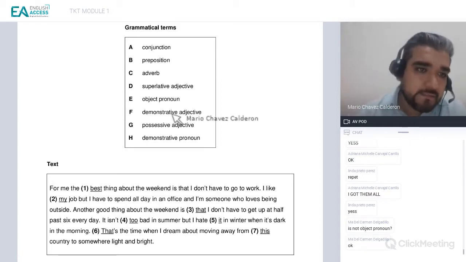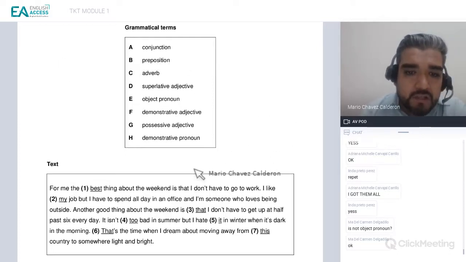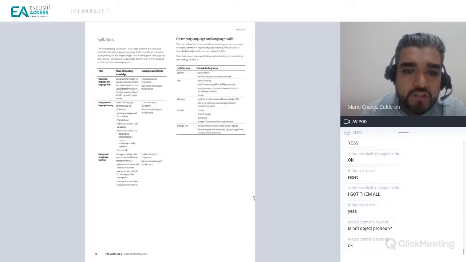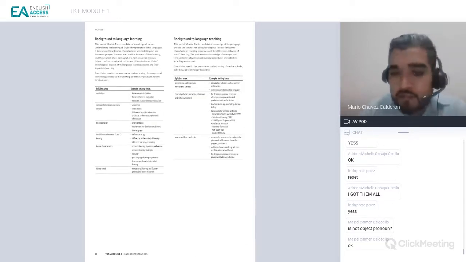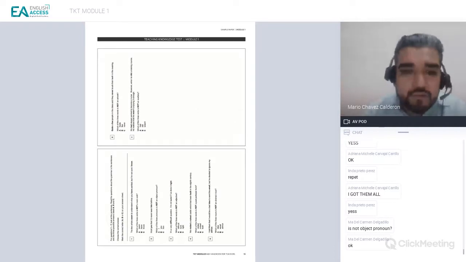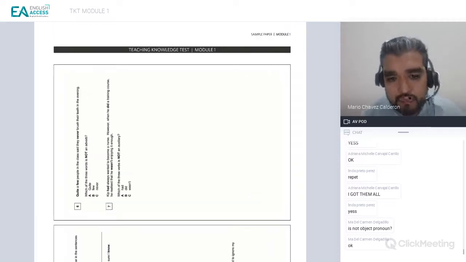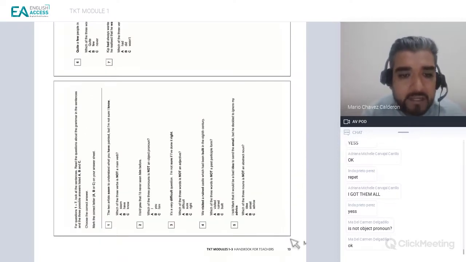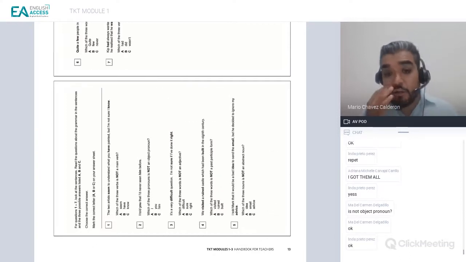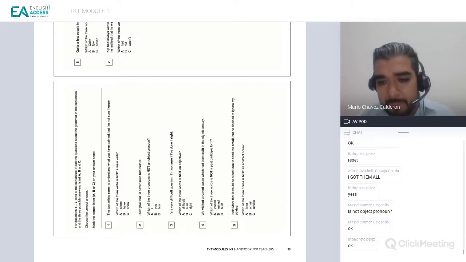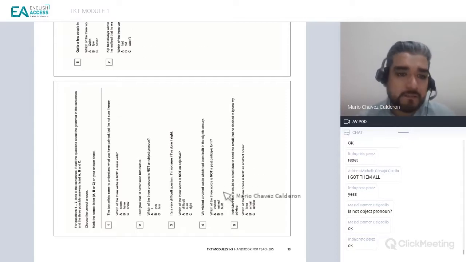For homework, ladies, check your emails. If you don't have it in your emails, don't worry, I will send it to you in the WhatsApp group. This is another sample test, a different one. Answer from number 1 to number 7. This is for homework. Okay. Let's go to the next part.